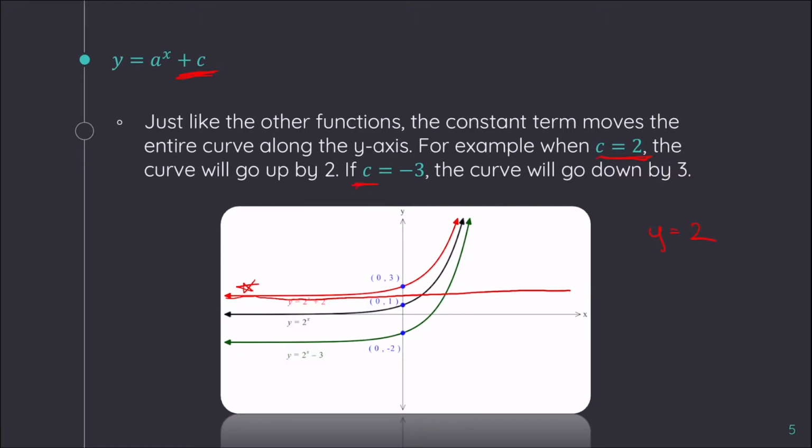If the constant term is -3, then the whole graph goes down 3 spaces, including the asymptote. So asymptote at y equals -3. Of course, the y-intercept is also going to change. So from (0, 1), it moves up to (0, 3), and the other one goes down 3 spaces to (0, -2).